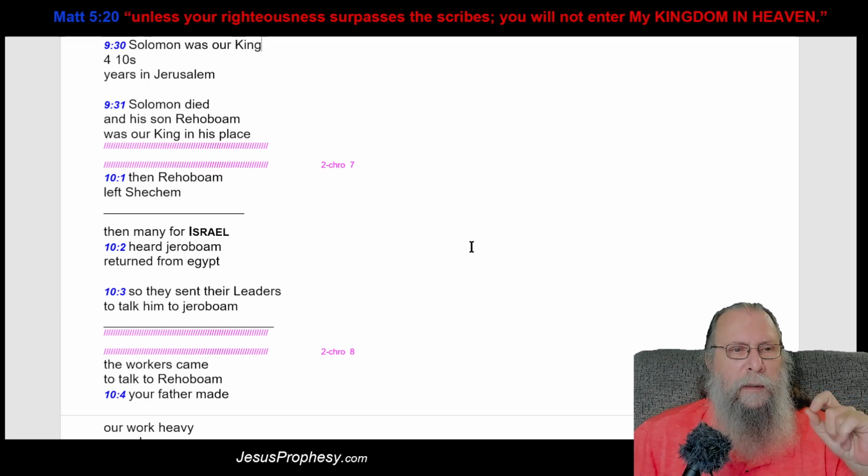So, could I have moved this up one, left Shechem, then many for Israel heard Jeroboam return from. No, this is too divided. This verse cannot go up, and so it needs to be said. Something needs to be added here.